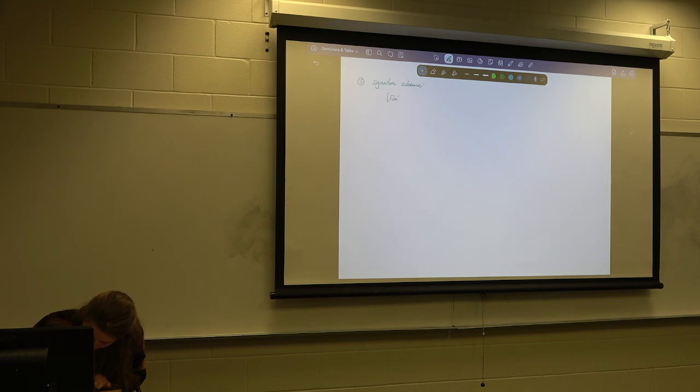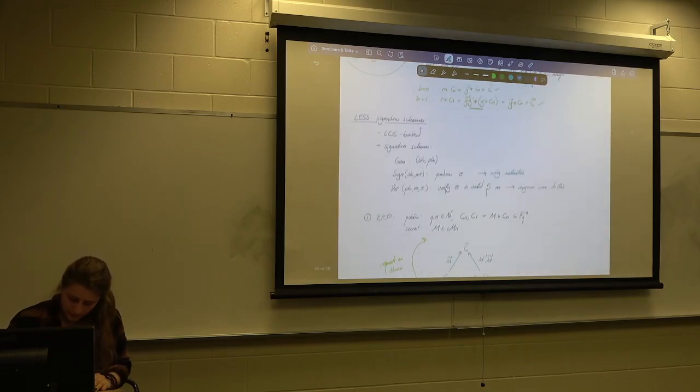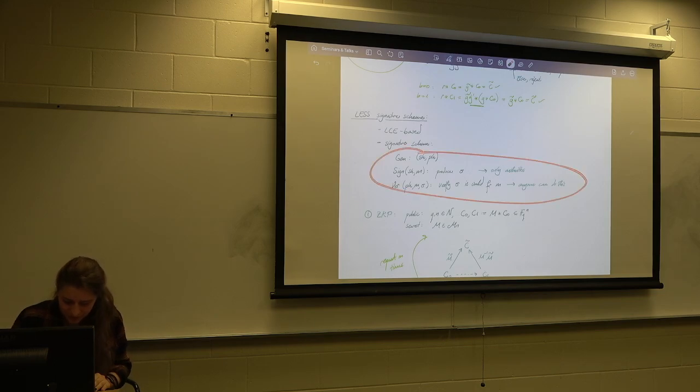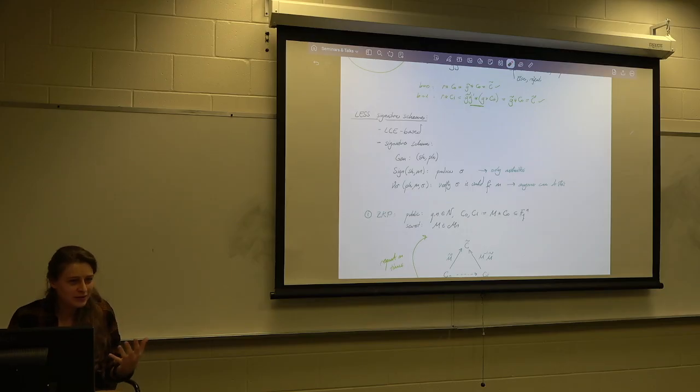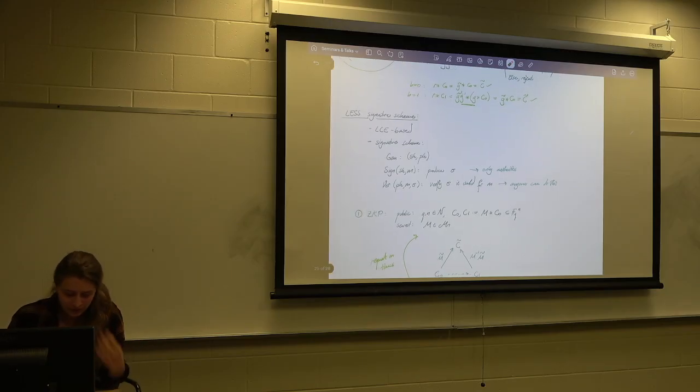So Fiat-Shamir, they showed this method of transforming any interactive identification scheme into a signature scheme that's non-interactive, right? Remember here when I gave you a general template for the signature scheme, there's no proof, there's no communication between two parties. It's just a way to sign and a way to verify. So this is my end goal here.